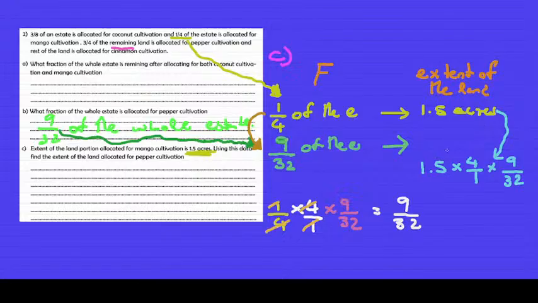So then we can cancel. 4 has 2 twos, 32 has 16. So 1.5 times 2 is 3, 3 times 9 is 27, 27/16. The same answer we got with the previous method. 27/16 can also be written as a mixed number. So what's the amount of land allocated for pepper? That's 27/16 acres.